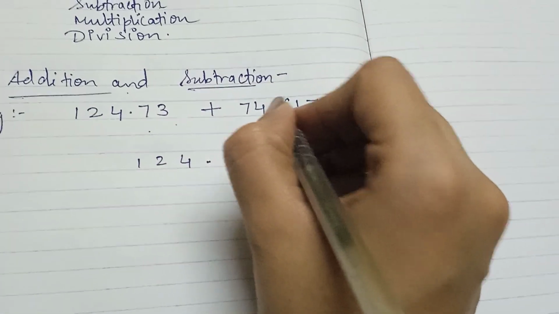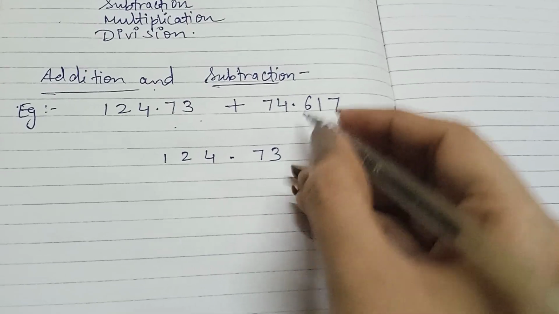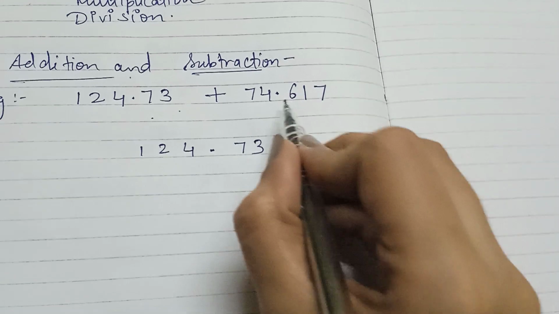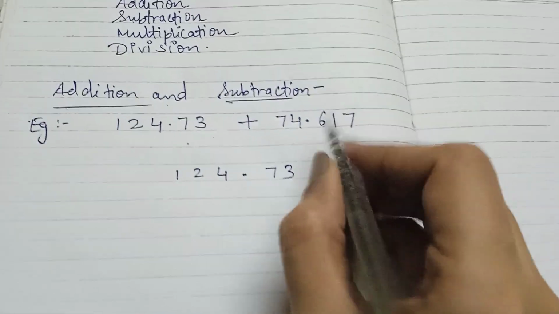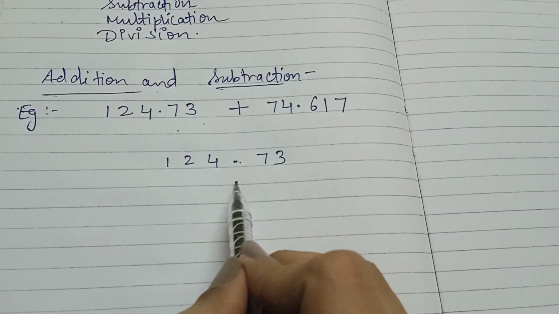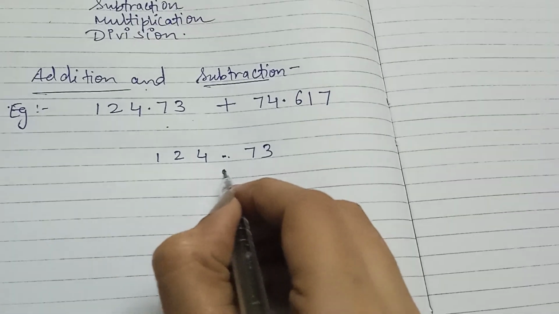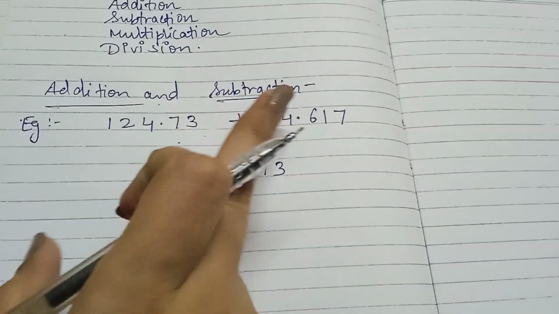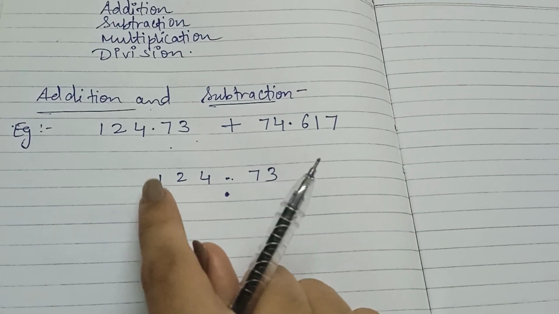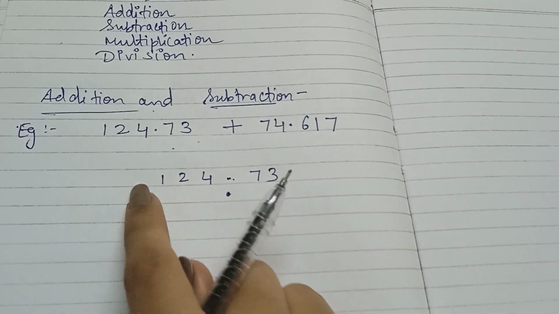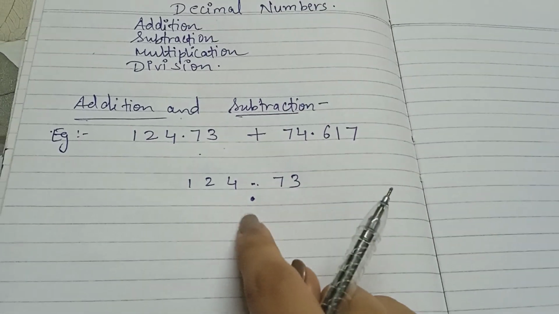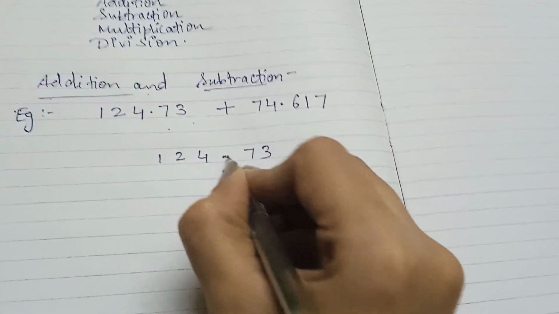Now while writing the second number, the very first thing we do is check for the decimal point. Is there a decimal point? Yes, there is a decimal point. So we will put the decimal point first, below the decimal point. That is the first step of addition and subtraction of decimal numbers. The first step was to write the first number as it is from left to right. While writing the second number, we have to put the decimal below the decimal point.